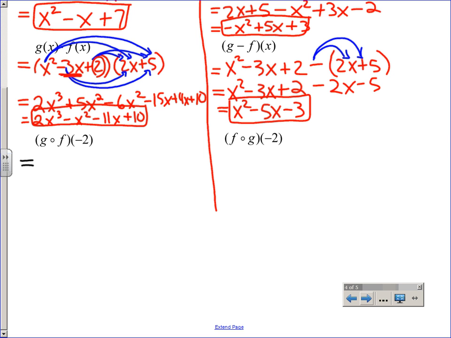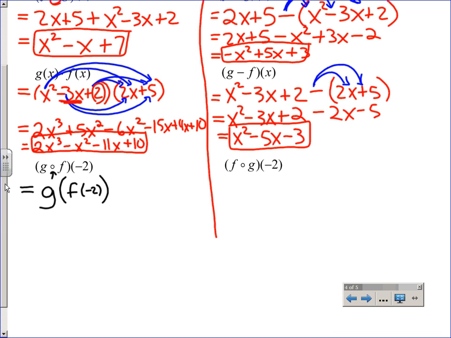When you see this symbol, this open circle, that does not mean times, it means composition. This is the definition, and every time you see that symbol, this is what you write. Whatever's first, which in this case is g, of f of negative 2. Now, I like to write the parentheses smaller on the inside so it's more obvious that it's inside.